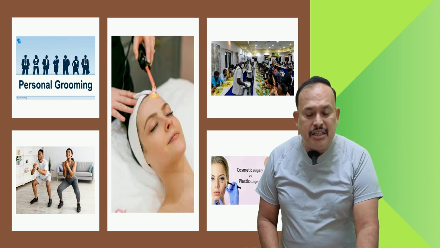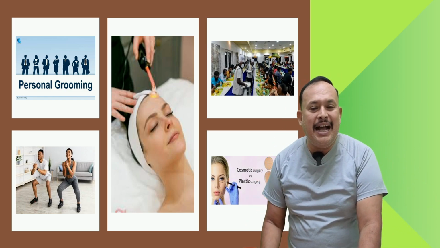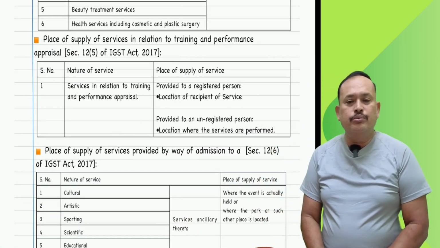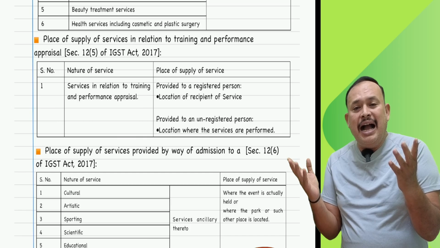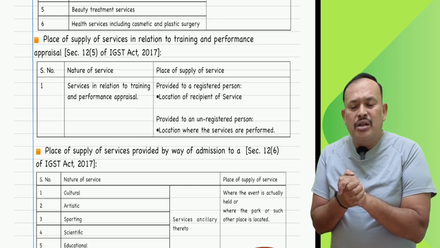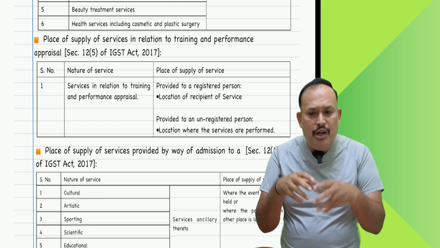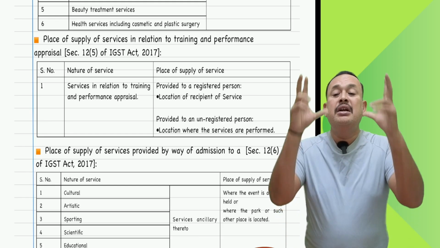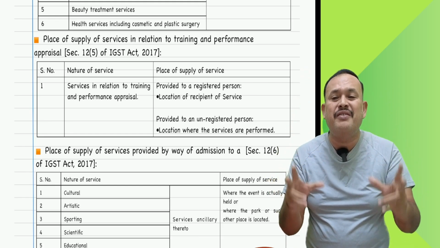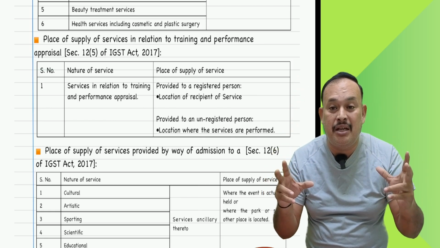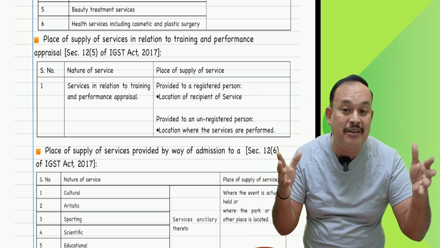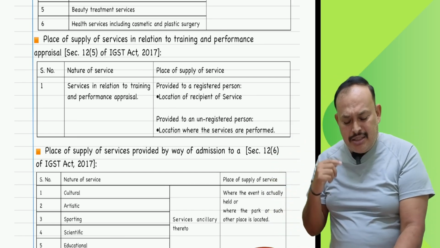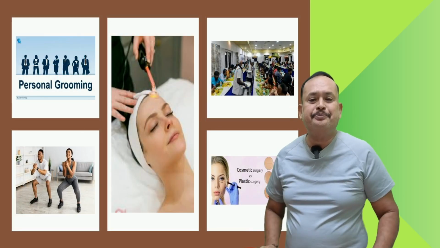Section 12, subsection 5, which refers as follows: services relating to training and performance appraisal. I will tell you training followed by performance appraisal. In the given case of training and performance appraisal, the place of supply is the location of the recipient if the recipient is a registered person. If the recipient is an unregistered person, where the performance is actually performed is the place of supply. How to understand? Simple. Look in the given case, my dear.